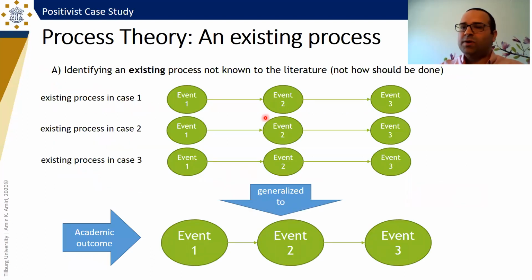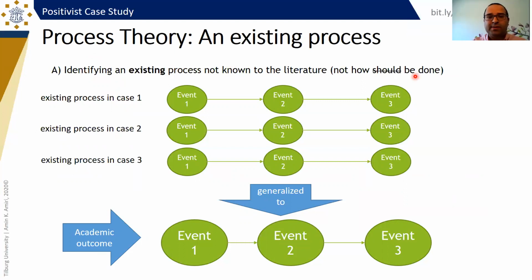What is a process theory? That was the second type of positivist theories. Here you try to identify an existing process, not known in the literature. Not how a process should be done. We don't care about that here. This is for consultants, or for design science theories to figure out how things should be done. As scientists, we only care about facts, anything that is already seen somewhere in the world.